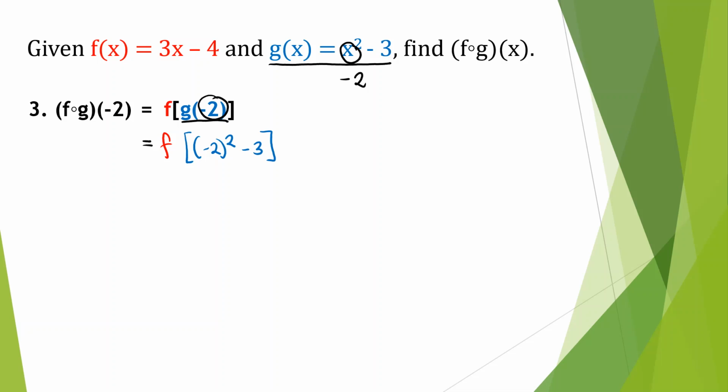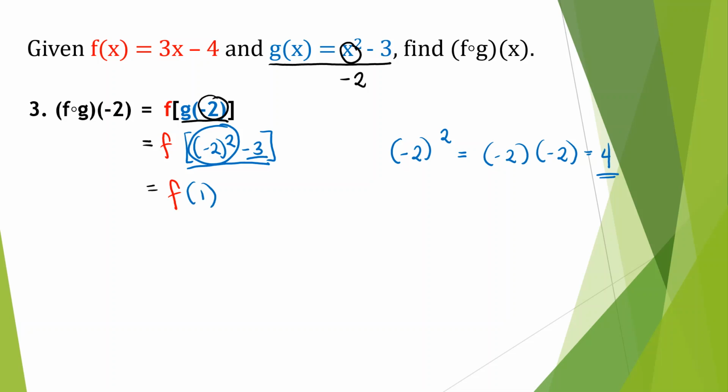Next, let us evaluate this part of the function. Take note that the square of negative 2 is equal to negative 2 multiplied by negative 2, which is positive 4. So this will be equal to f of, this is positive 4 minus 3, which is positive 1.